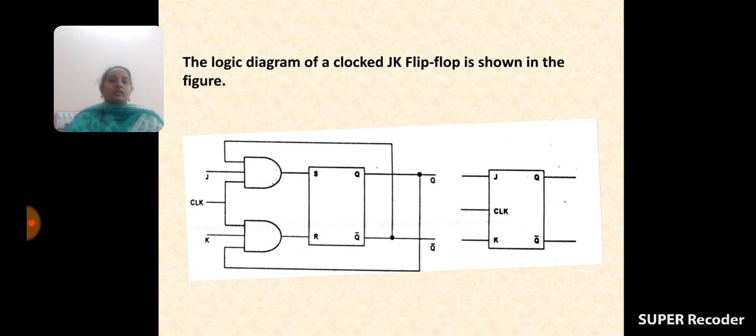In the case of clear and preset, even though the main inputs are present, the state is changed according to clear and preset only. If we want to get 1, we apply the clock pulse across the preset. If we want to get 0, we activate the clear, that means we apply the clock pulse across the clear. Even though J and K are present, the circuit state is changed according to clear and preset only.